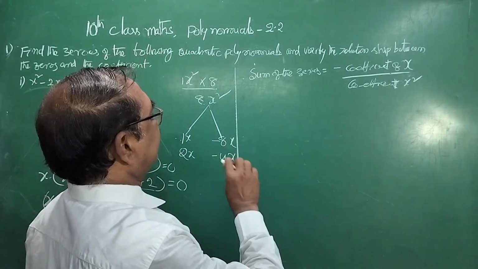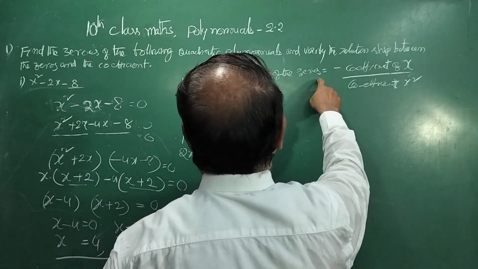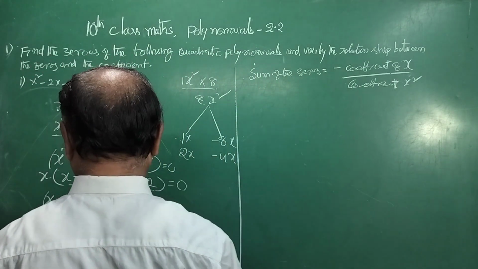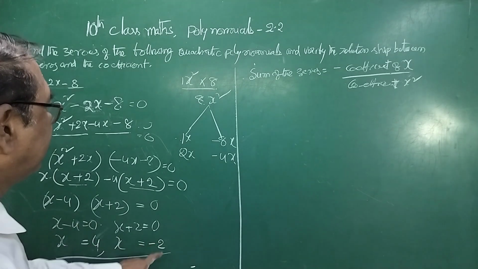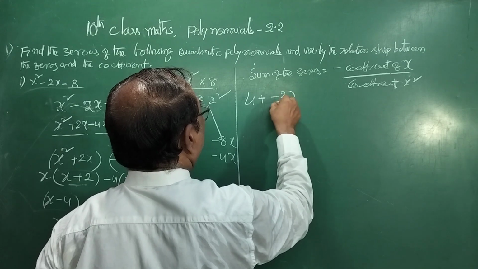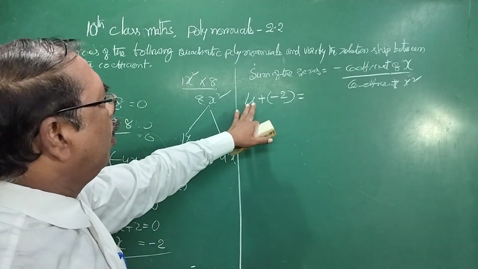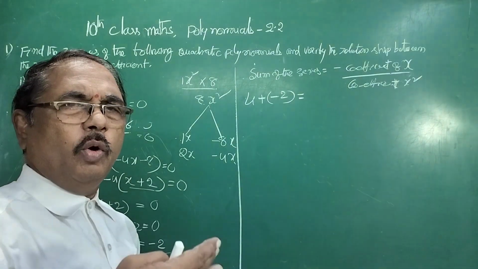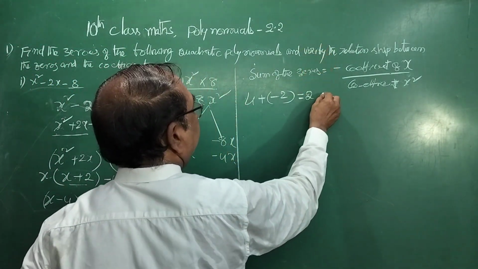Yes, let us see. So let us find the sum of the zeros. What is the sum of the zeros? In these two, let us find. The sum of the zeros is 4 plus minus 2. 4 plus minus 2 means 4 minus 2. If we subtract, 2 is the answer.